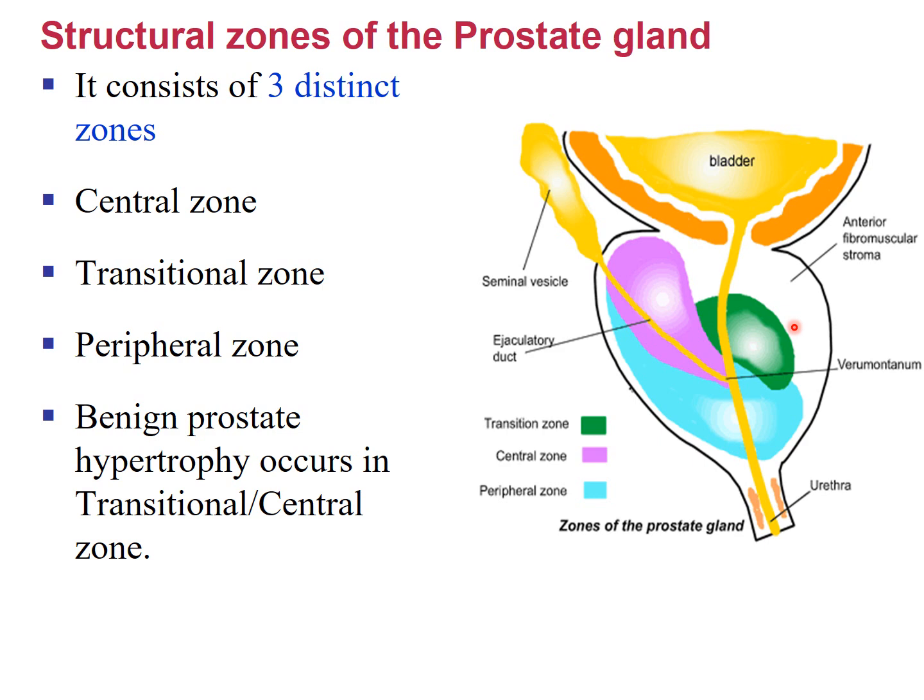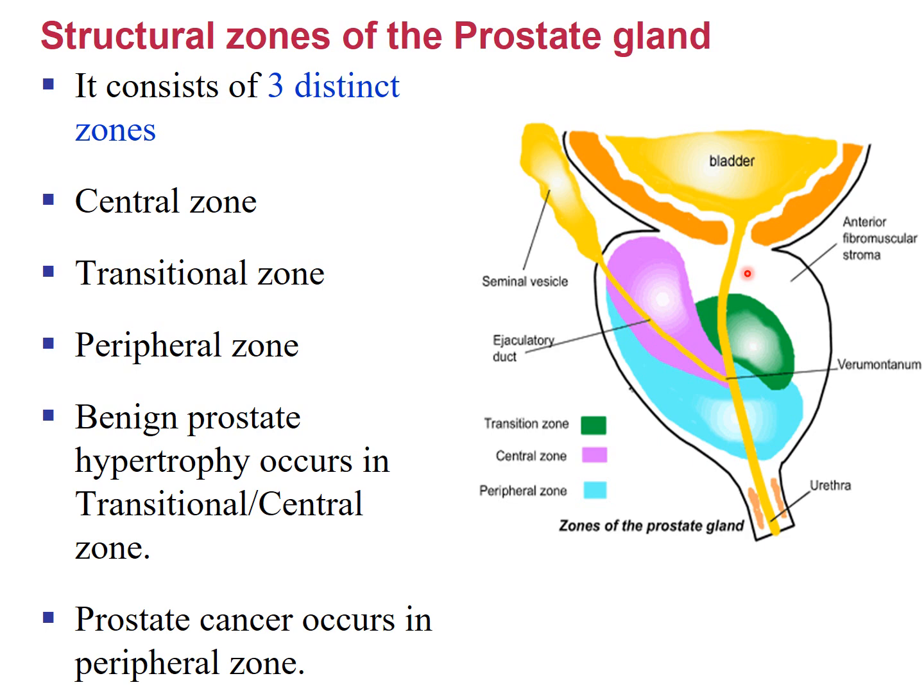Benign prostatic hypertrophy occurs in the transitional and central zones. So we have the transitional zone here and the central zone. And prostate cancer occurs in the peripheral zone. That's why these zones are very important for clinicians.